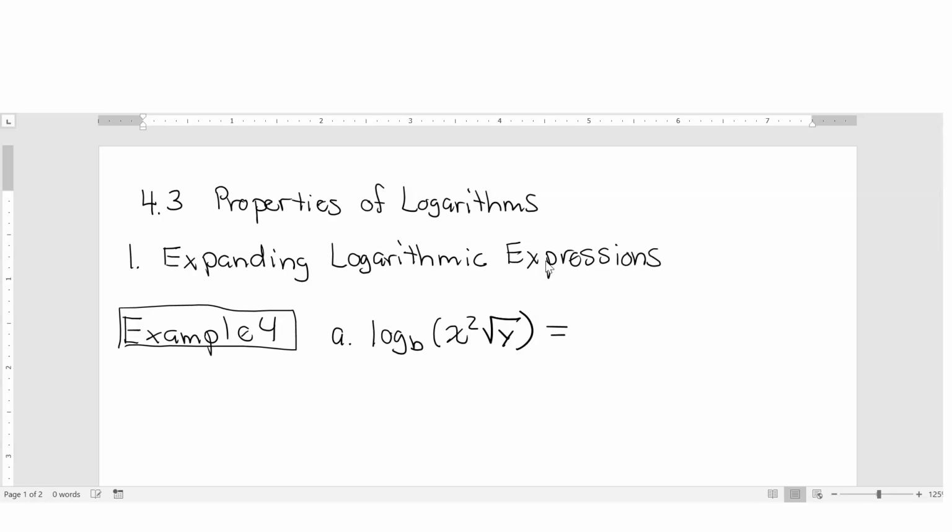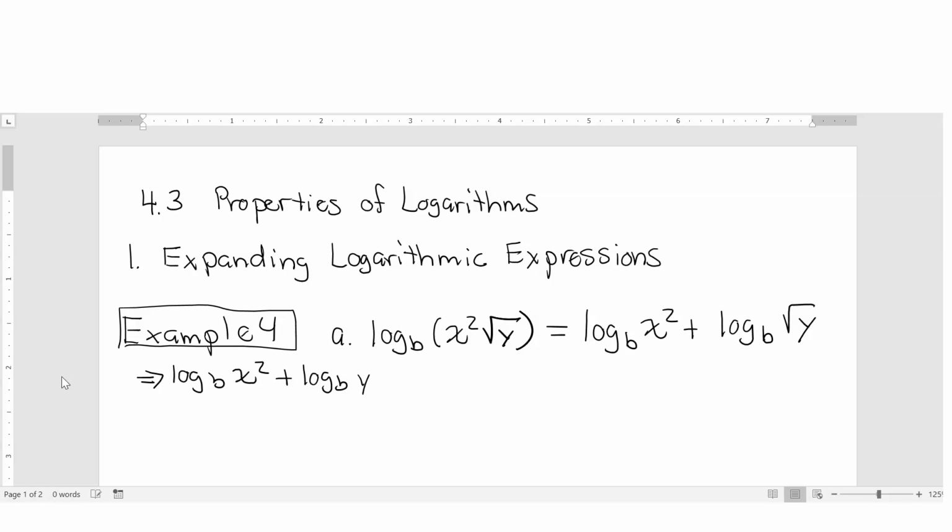So we'll initially use the product rule to expand it to log to the base b of x squared plus log to the base b of square root of y. But notice, we still have exponents to deal with, our x term and our y term. So we can rewrite the expression slightly. This will be log to the base b of x squared plus log to the base b of y to the 1/2 power. That's really the change I wanted to make, was change that radical expression to one with rational exponents. And now we'll apply the power rule.